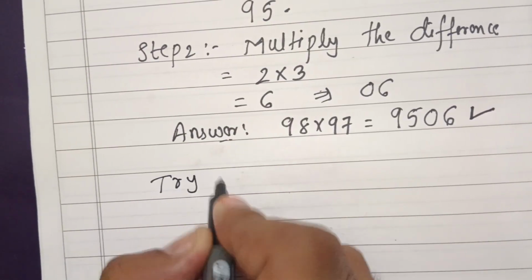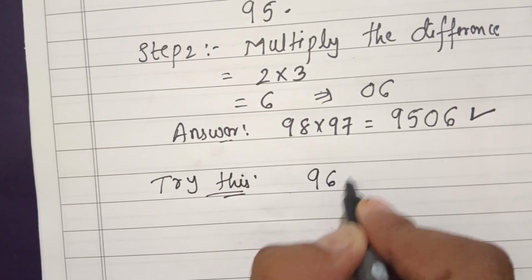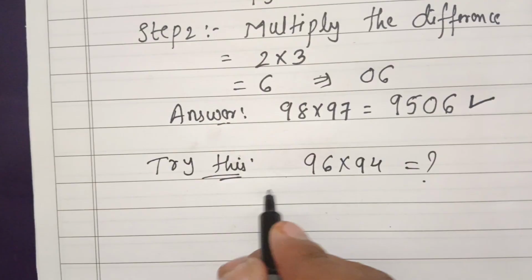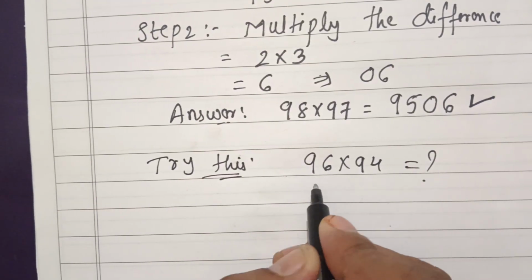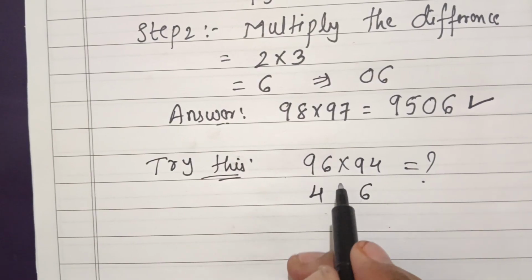If you got it, please try this. 96 into 94. Let us solve it quickly this time. So 96 is 100 minus 4, 94 is 100 minus 6. Next what you have to do?